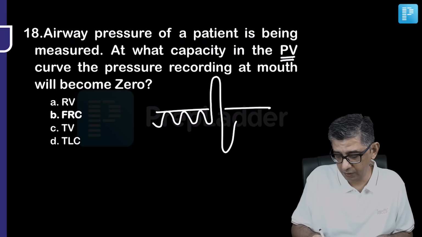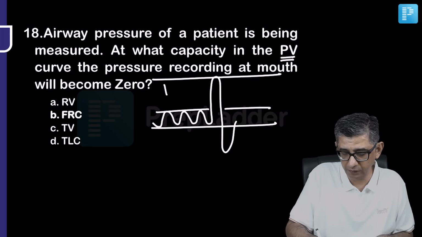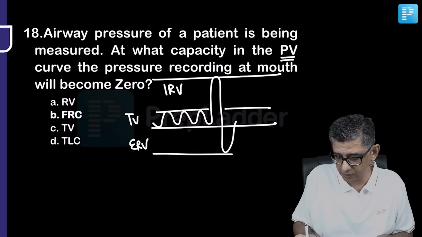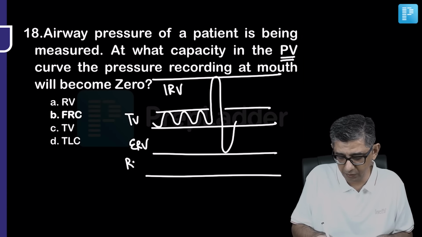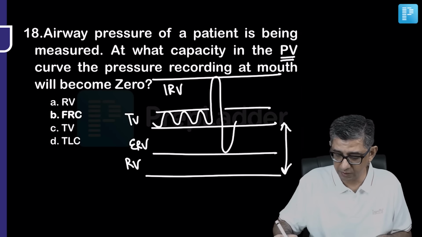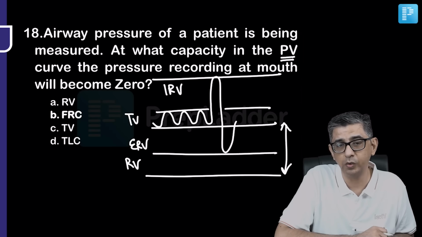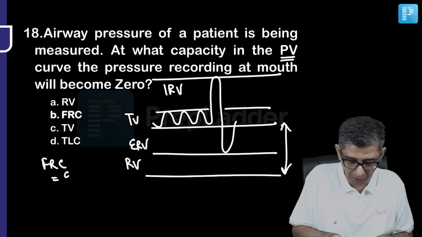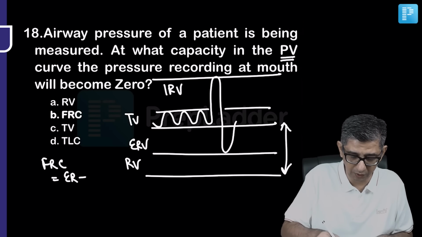volume. The one that I'm marking at the moment, this would be IRV. Then we have tidal volume, then we have expiratory reserve volume, and still there would be some air remaining behind in the lungs, that would be residual volume. Now the combination of these two is what is called FRC, that is functional residual capacity. FRC is a combination of expiratory reserve volume and the residual volume.